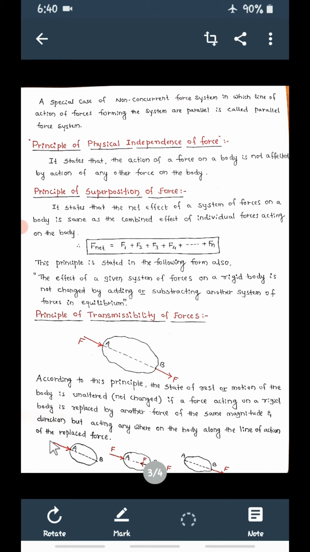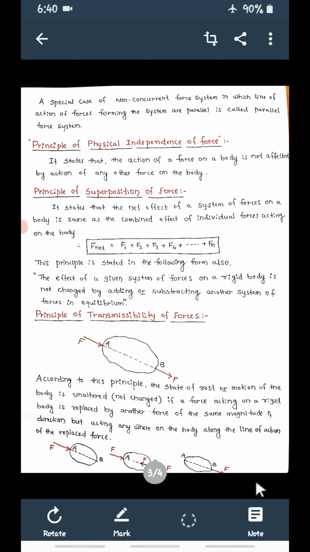So, in this case also, the body is moving in this direction, but when I shifted the force F at B, still the body is moving in this direction only. So, this is called as transmissibility of force. Okay, the force is transmitted from point A to the point B without changing the state of the object. Still the body is moving in this direction only.